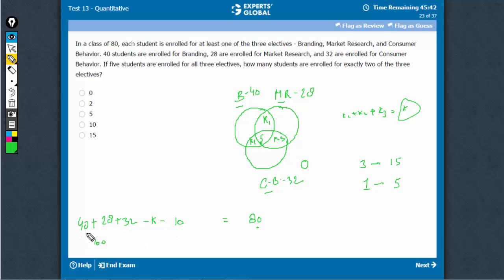So now see, everything has been added once. 40, 28, 32, these 3. This sum had K 2 times, so once it was subtracted, and then this had 5 3 times, it should have only 1, so twice of 5 was subtracted. So 100 minus K minus 10 is equal to 80. That means K is equal to 10.